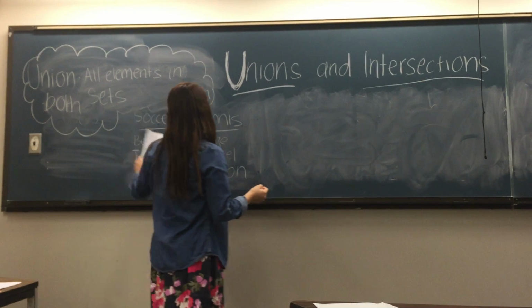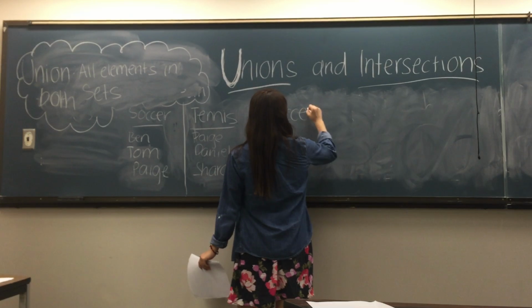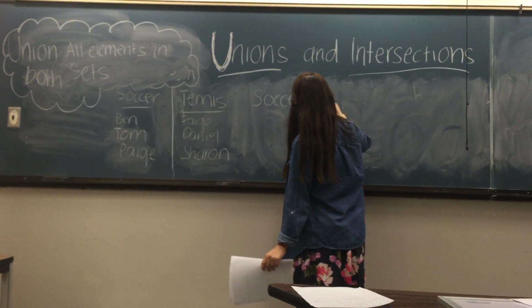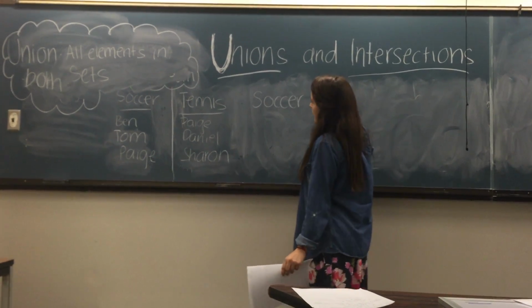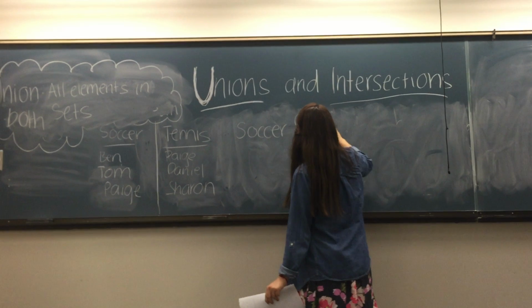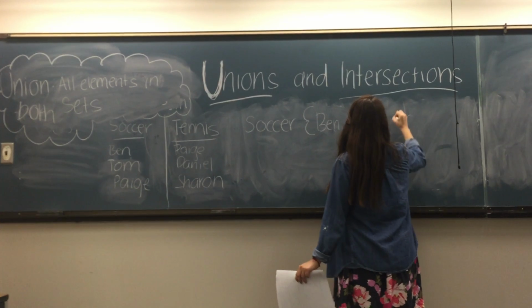I'm going to start with the title of the group. So for this one, it's going to be soccer. And how do we start the set? With the curly bracket that encloses my set. And so the people that are in soccer are Ben, Tom, and Paige.